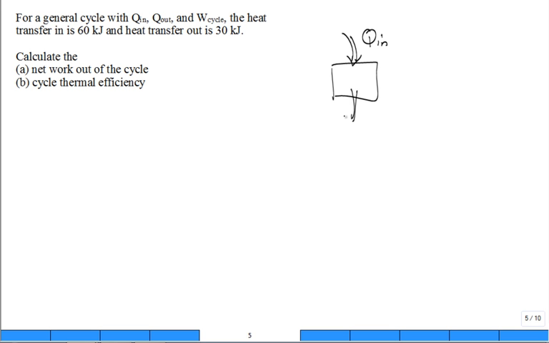Here is a Q out, positive out. Here is the work of the cycle, W cycle. The heat transfer in is 60 kilojoules. The heat transfer out is 30 kilojoules. Calculate the net work out of the cycle.